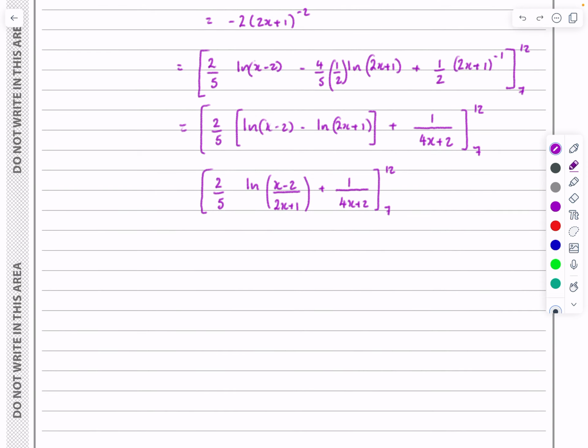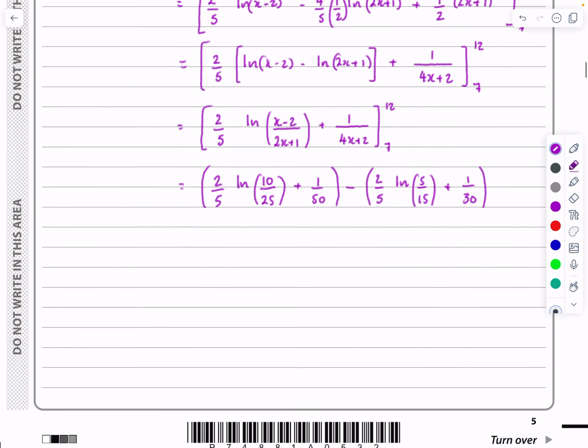But now if I'm putting these in, putting 12 in, I think is going to give me 2/5 log, well, that's 10 and that's 25. So 2/5 log 10 over 25 plus putting 12 in there will give me 1 over 50. So it's that minus, now putting the 7 in, gives me 2/5 log, that actually works out to be 5 over 15, and that works out to be plus a 30th. Again, remember, there's the minus of all of that.